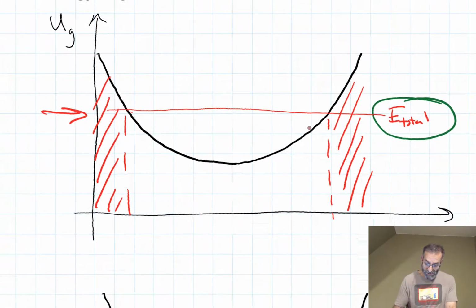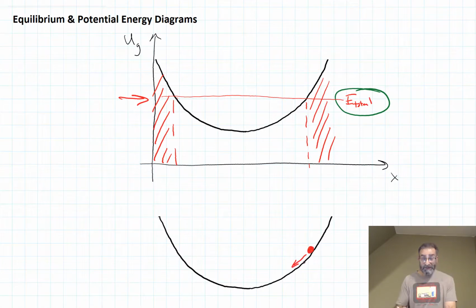of the hill. Our object, if we release it up here, it feels a force pulling it toward the lowest point. And if it passes that lowest point and ends up on the other side, it feels a force pulling it back towards that lowest point. The forces are pushing the object toward the lowest energy spot.